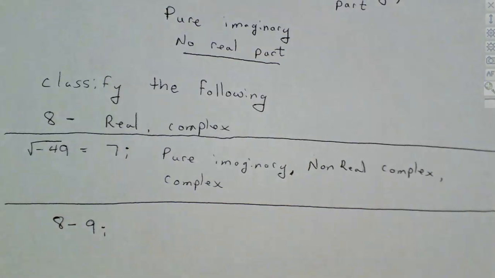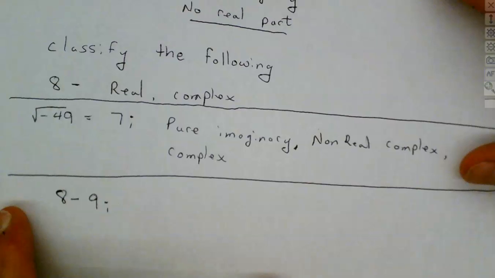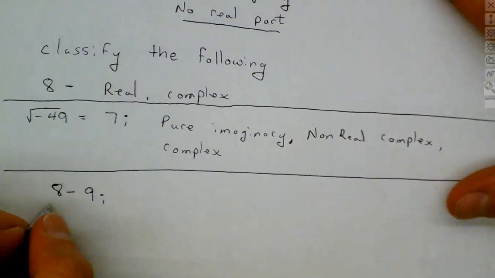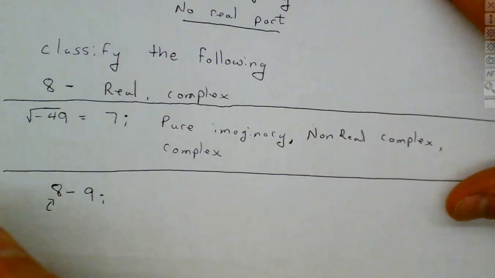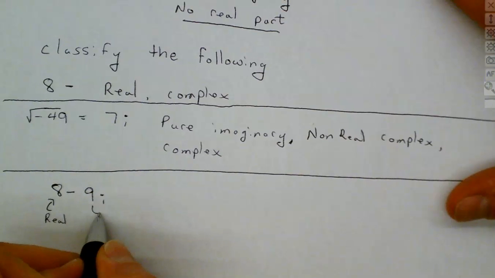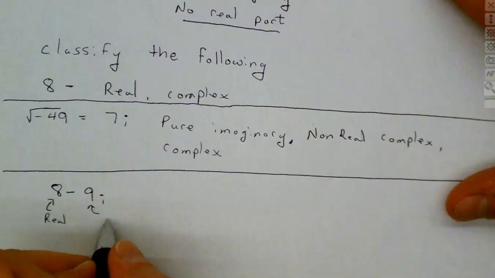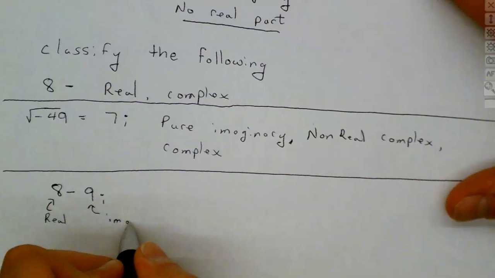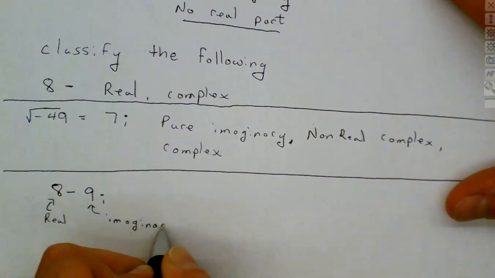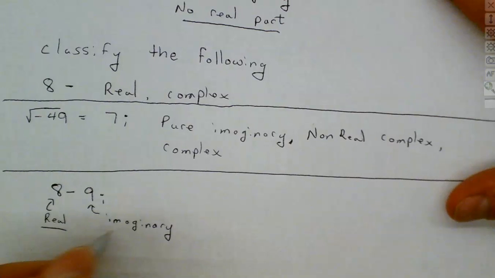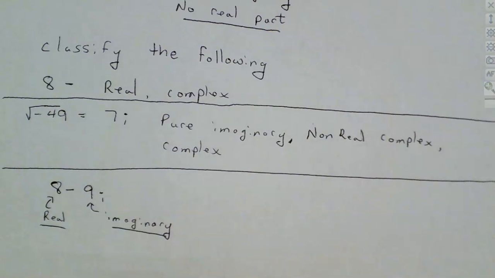8 minus 9i. Now this one's a little bit different because this one has both a real part and an imaginary part. The 8, the number out front, is the real part. And the 9i, well, that's your imaginary part. So this is a non-real complex number, and it has a real part, and it has an imaginary part.